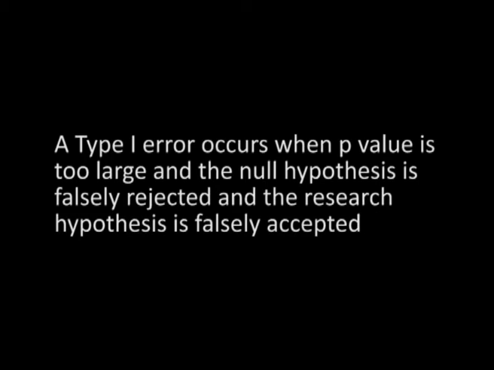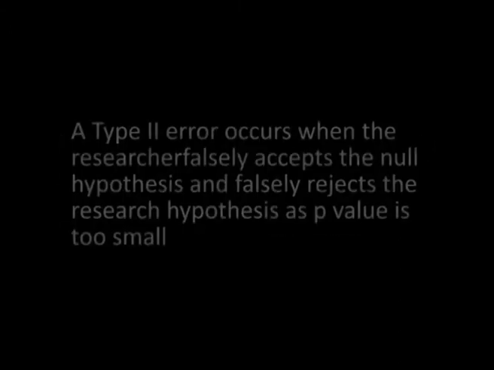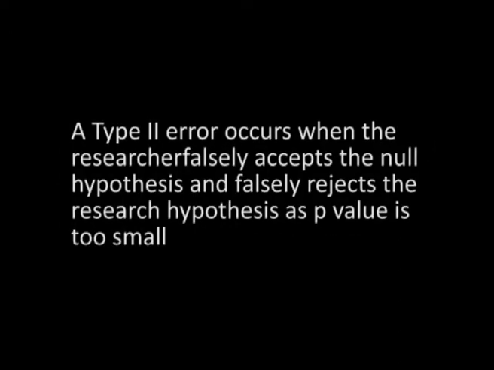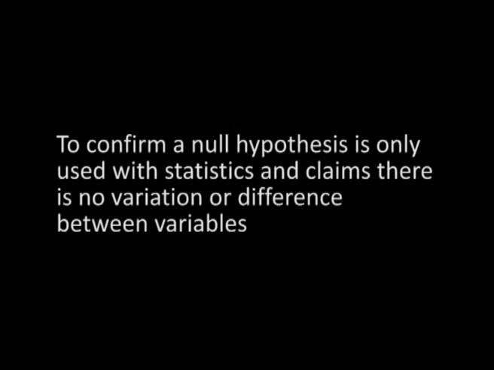A type 1 error occurs when p-value is too large and the null hypothesis is falsely rejected and the research hypothesis is falsely accepted. A type 2 error occurs when the researcher falsely accepts the null hypothesis and falsely rejects the research hypothesis as p-value is too small. A null hypothesis is only used with statistics and claims there is no variation or difference between variables.